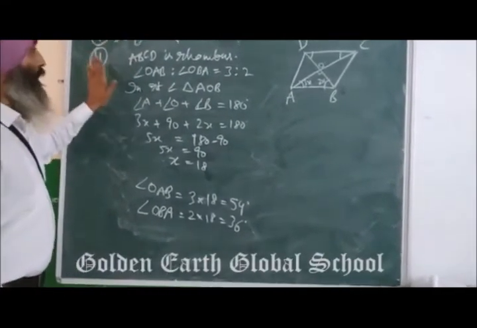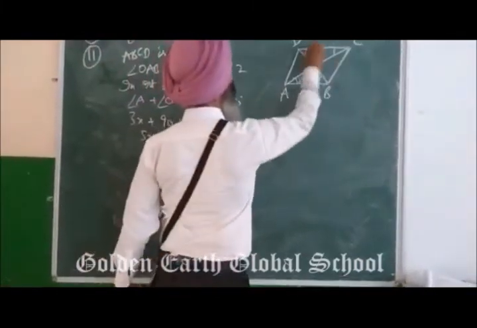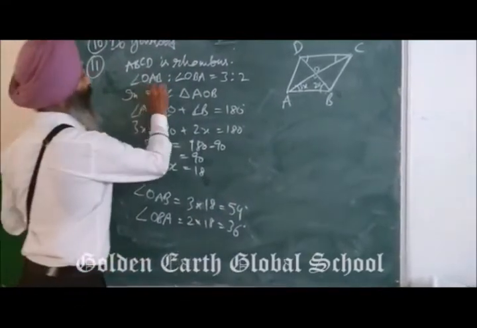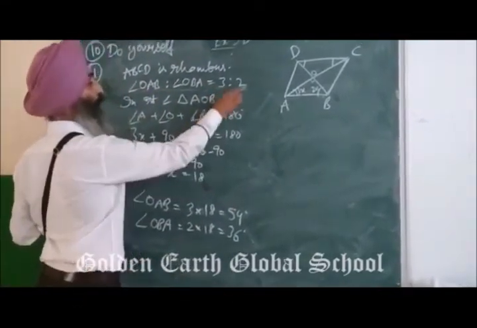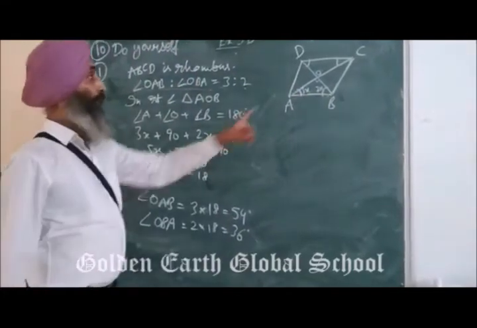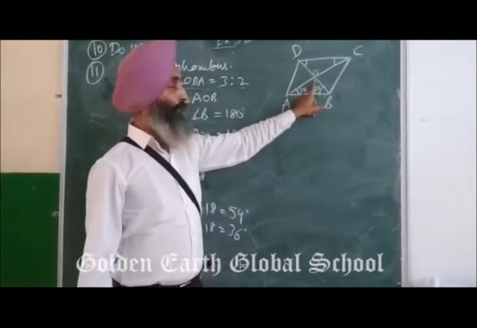And now this is the 11th one. In 11th we have given that ABCD is a rhombus, and these angles are in ratio. So we have to put x लगा दो उसके साथ. Now look at this. There is a property of a rhombus कि the diagonals bisect each other at 90 degree.